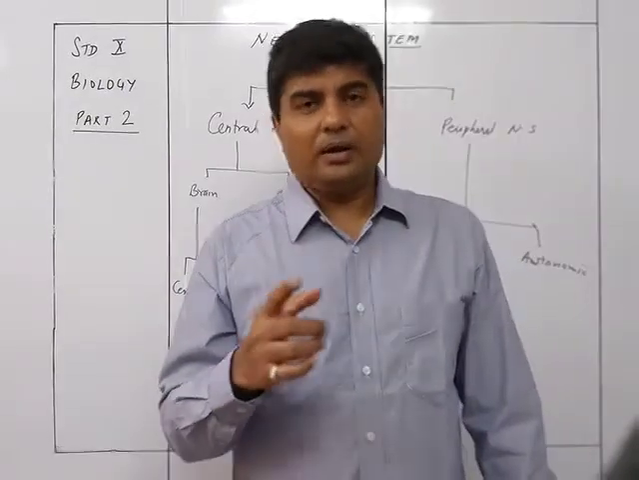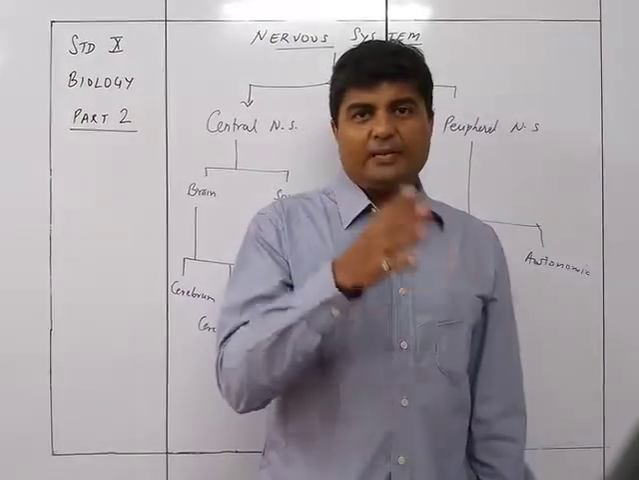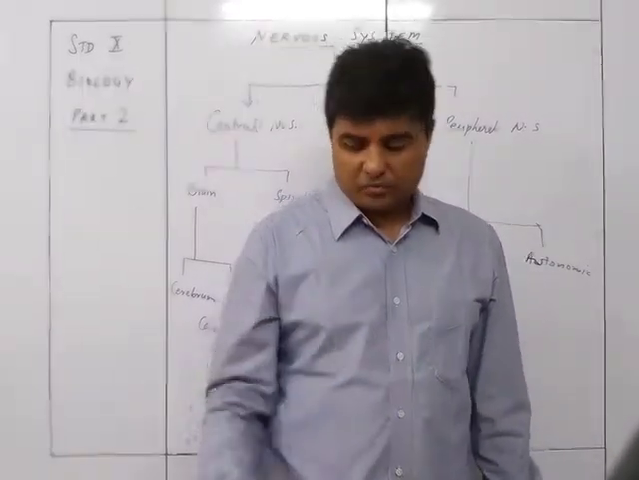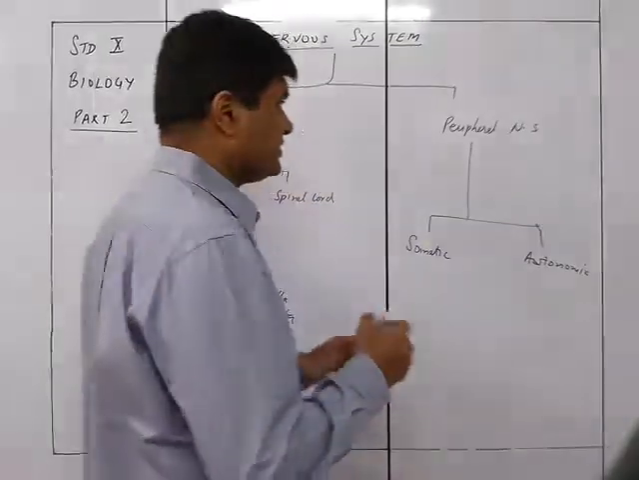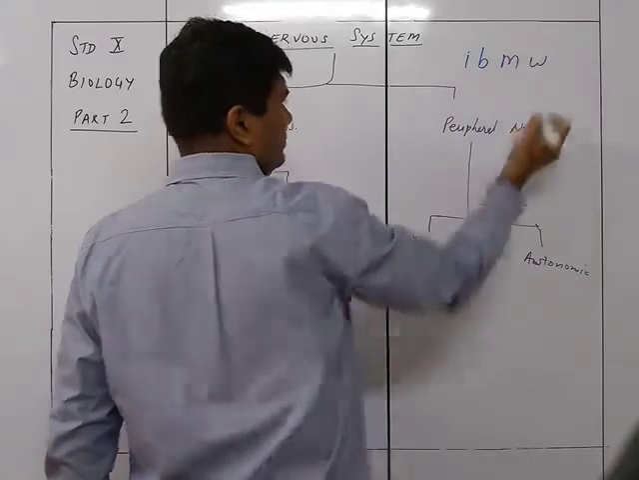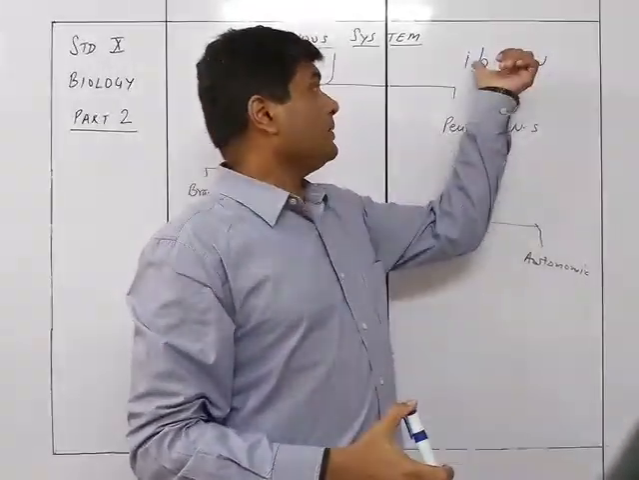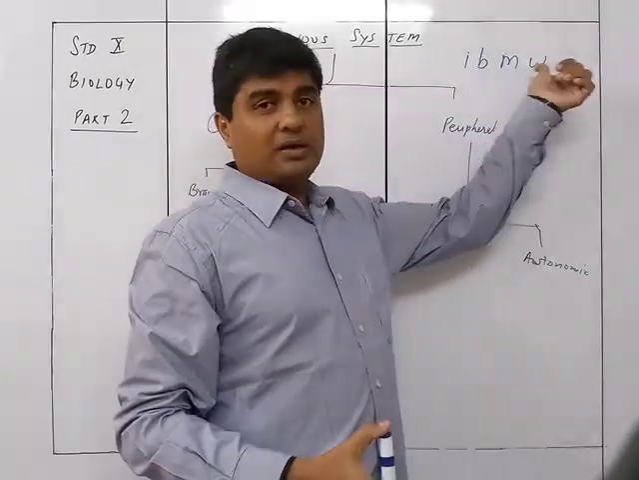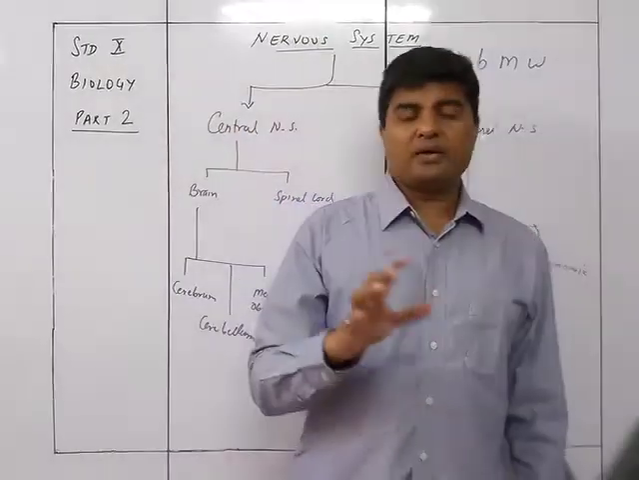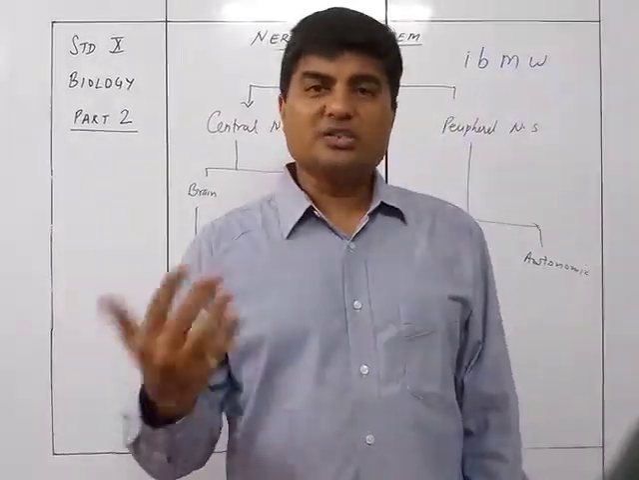So we can say IBMW. So inside brain matter white. Okay, so IBMW, you can remember this thing. IBMW. BMW you already know. Why IBMW? Inner brain matter white. Okay, inner brain matter white, or white matter is inside the brain and grey matter outside the brain.